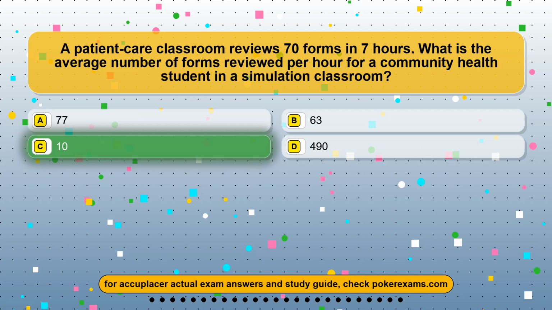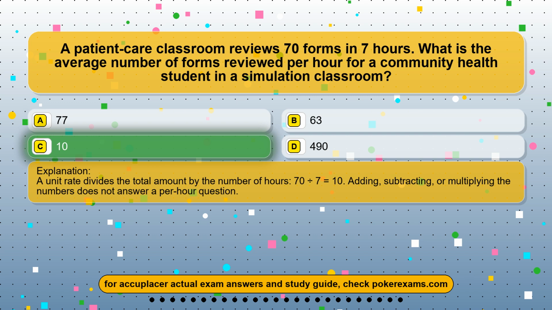The correct answer is option C, 10. A unit rate divides the total amount by the number of hours. 70 divided by 7 equals 10. Adding, subtracting, or multiplying the numbers does not answer a per-hour question.